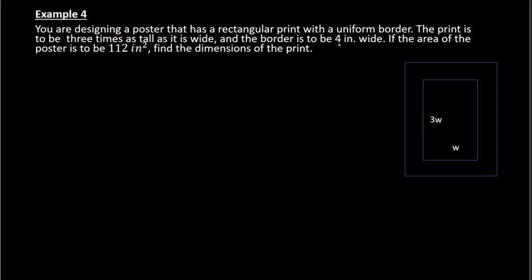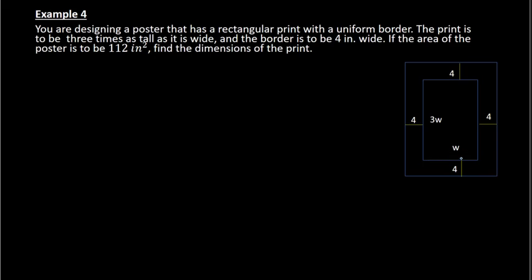And then it says the border is to be 4 inches wide. So the border means right here would all be 4 inches. Alright? So it then says the area of the poster is to be 112 square inches. The poster would be everything together. So if I take this entire length down here, then multiply it by this entire height right here, that's going to give me my area, which is 112 square inches. So we need to figure out what is this length and what is the height of this entire thing.